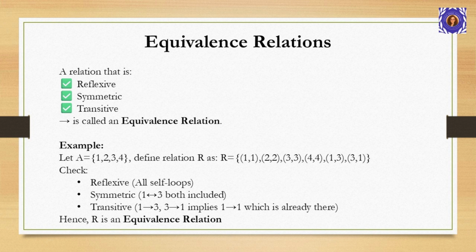Transitive check: we need to verify that if (A,B) and (B,C) are in the relation R, then (A,C) is also in R. The only non-trivial case is (1,3) and (3,1), which would require (1,1), and indeed (1,1) is in R. So R is indeed an equivalence relation.